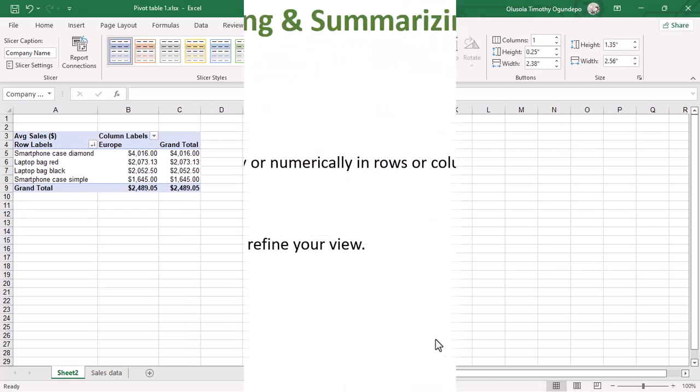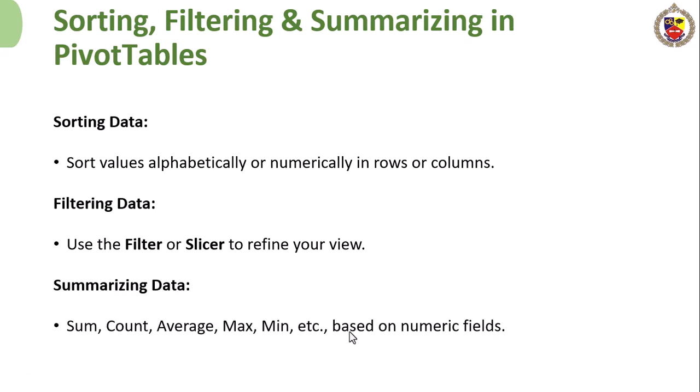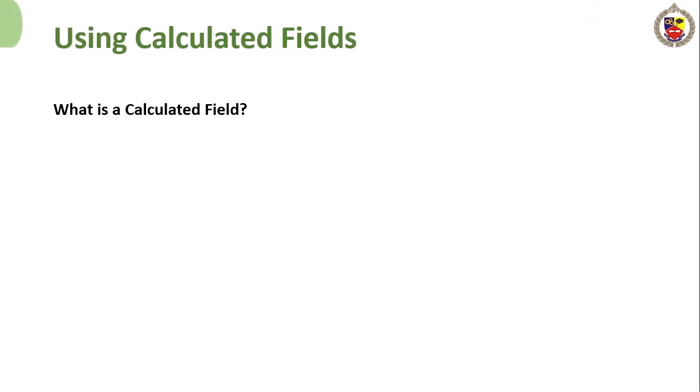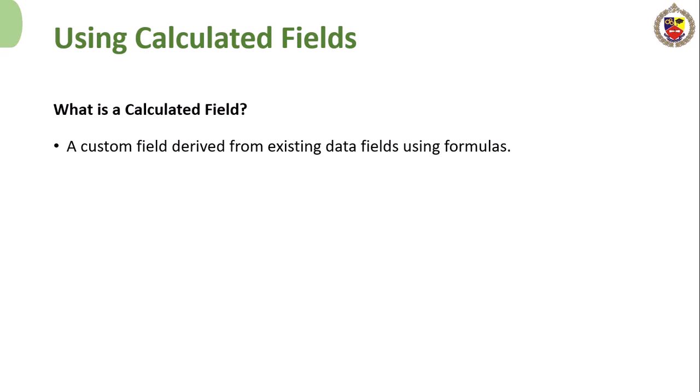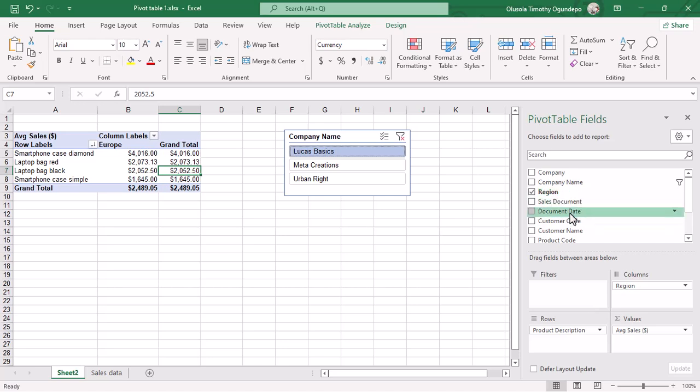Immediately I do that, you see that our data set is being filtered to what I select in the slicer. I'm sure you can already summarize your data set using the sum, count, average, max in the numeric field by just going to the value field I showed you the other time. First, what is a calculated field? A calculated field is a custom field derived from existing data fields using formulas. Take for example, we want to determine the multiplication of this Sales USD with the Quantity that we have here so as to find the total sales that we have in our data set. How can we do that?